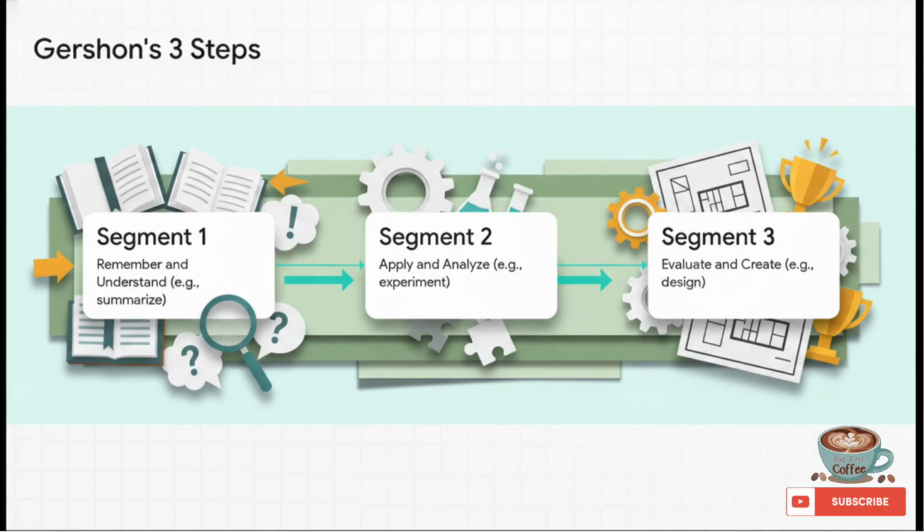I absolutely love this approach from educator Mike Gershon. He suggests organizing your lesson activities into 3 distinct segments, based purely on cognitive demand. Start your first segment with remember and understand. Maybe get learners to summarize core concepts. Then, in segment 2, transition to apply and analyze. Have them experiment or compare some data. Finally, finish strong in segment 3 with evaluate and create, where they assess a complex problem and actually design a unique solution. It's just a brilliant, straightforward way to structure your time.